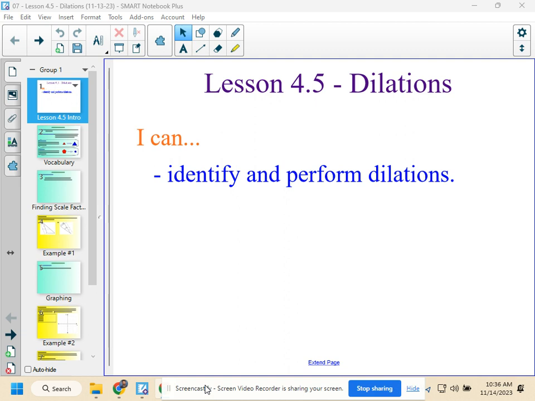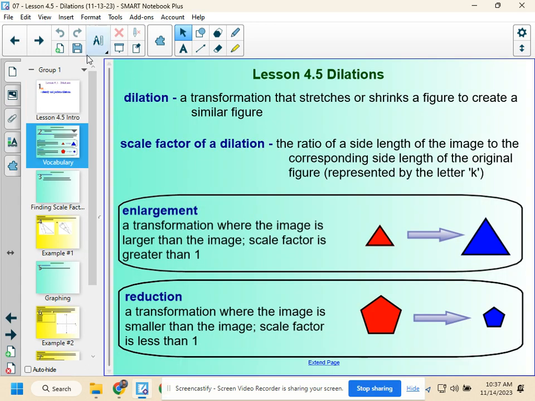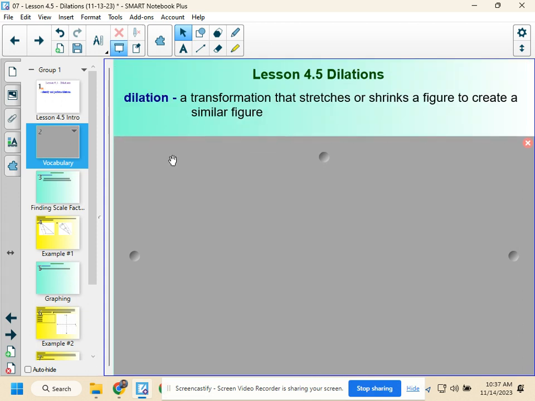Let's start with a little vocab, and then we'll talk about how we perform and how we identify dilation. So here we go. First off, for your notebook, what we would have done in class: Dilation, define it, box around it. It's a transformation that stretches or shrinks a figure to create a similar figure. That's exactly what we need there. There's nothing to shortcut. Pause, add that.